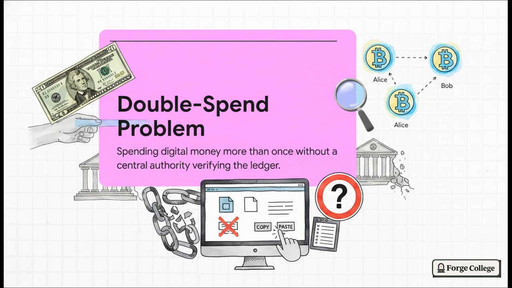Copy and paste. Without a central bank sitting in the middle, updating some master spreadsheet, what exactly stops me from writing the exact same digital $20 check to Alice and also to Bob at the exact same time, and just kind of hoping they don't compare notes? That right there, that's the double spend problem.